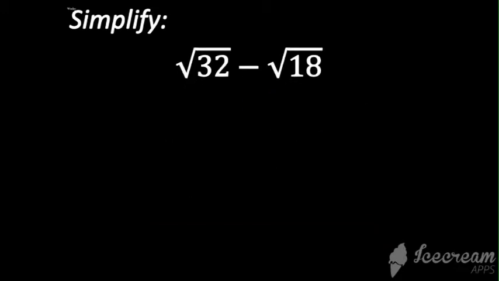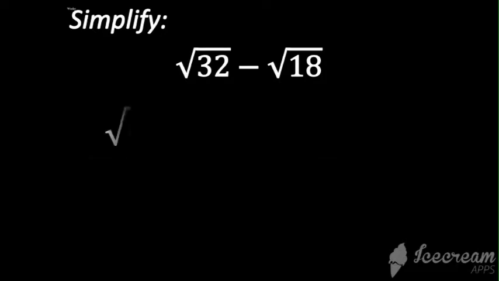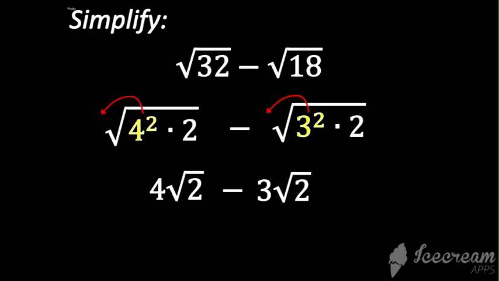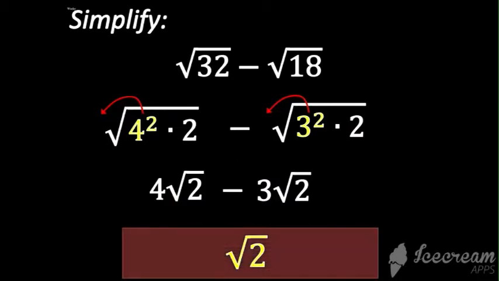Next one. Simplify square root of 32 minus square root of 18. Again, they look like not similar. But if we will simplify both of them, square root of 32 can be written as 4 squared times 2, minus the square root of 18 can be written as 3 squared times 2. The simplified form of square root of 32 is 4 times square root of 2 minus the simplified form of square root of 18, which is 3 times square root of 2. They are now similar. We can now subtract them. 4 minus 3, that is 1. So therefore, the answer is square root of 2.